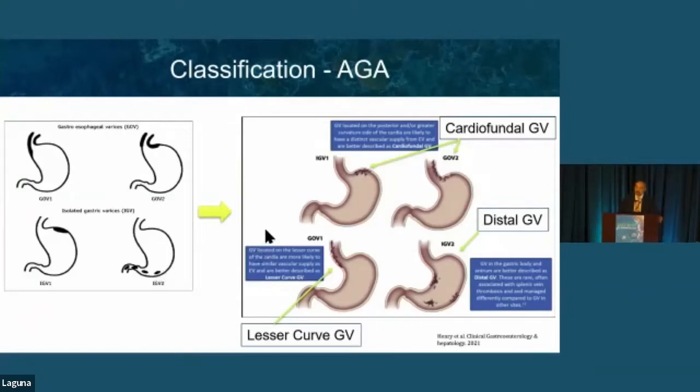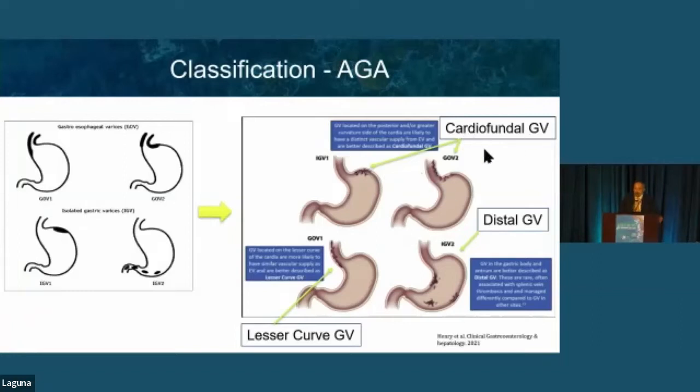Their proposal now is to actually base this on the physiology of the varices themselves. So instead of calling these GOV1, they're proposing we call these lesser curve gastric varices. So these are esophageal varices that extend down along the lesser curvature. And again, the reason why this is relevant is because we can treat these the same way we treat esophageal varices, meaning variceal band ligation. When it comes to GOV2 and IGV1, the proposed new category is cardiofundal varices, because as I mentioned in the previous slides, they have a different vascular drainage and their association with shunts.